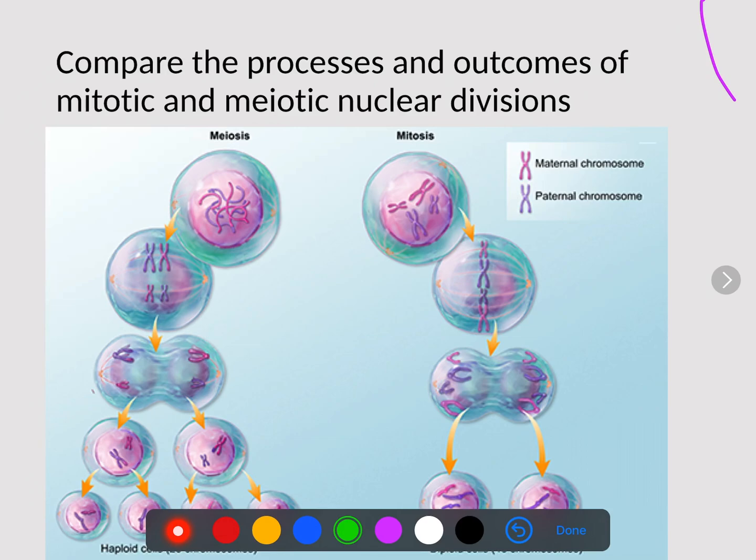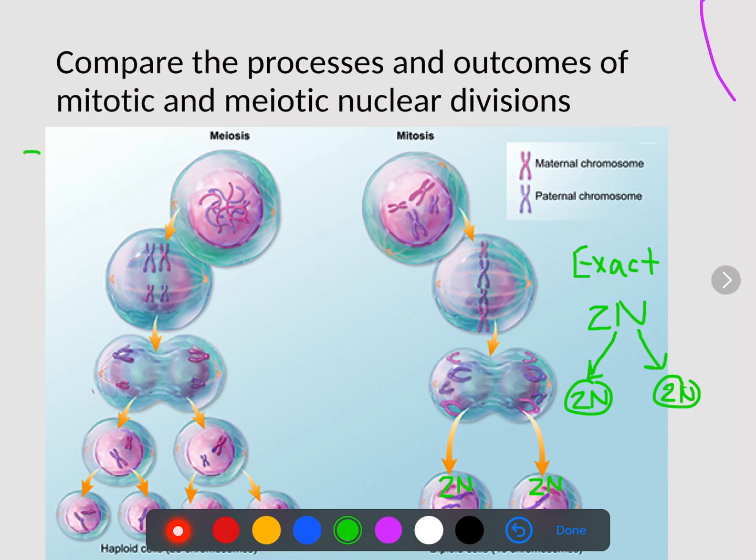Now, if you remember, mitosis is the process of making an exact copy. So, in mitosis, we're going from a 2N, or a full set of chromosomes, to 2 copies of 2N structures, or full chromosomal structures. So down at the bottom here, these both are 2N. They're both diploid cells because we're making an exact copy.